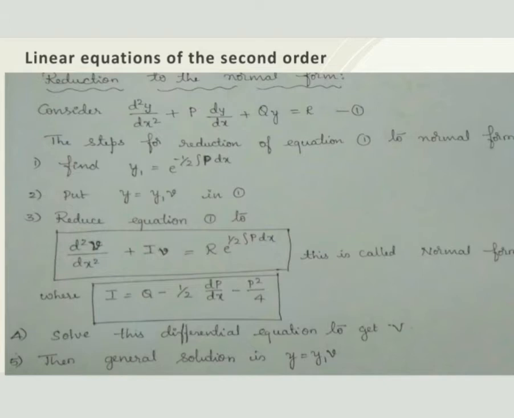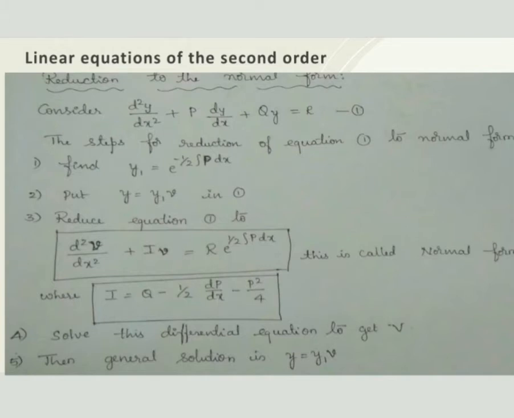Observe that the general second order differential equation is of the form d square y by dx square plus p into dy by dx plus q into y is equal to r. Now first we have to convert this equation into normal form. We need y1, so y1 is equal to e power minus half into integration of p into dx.